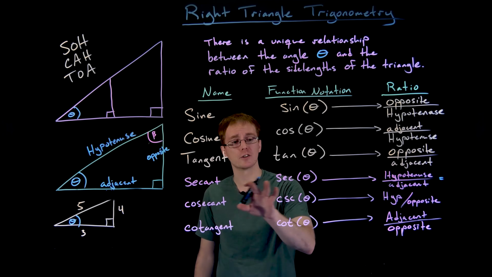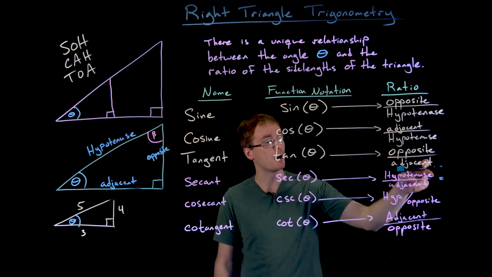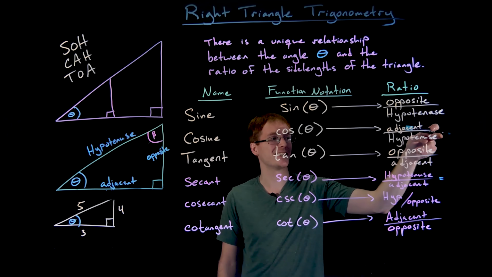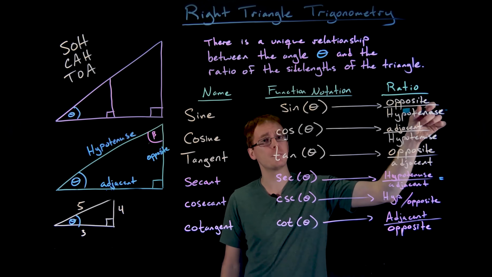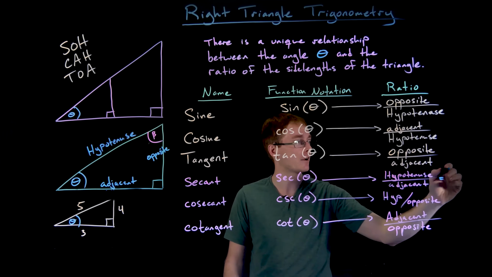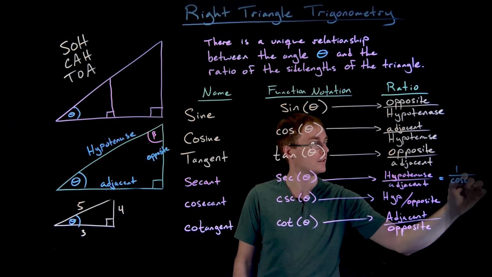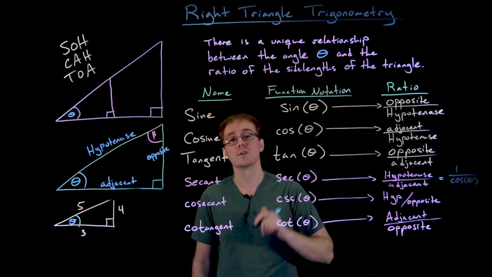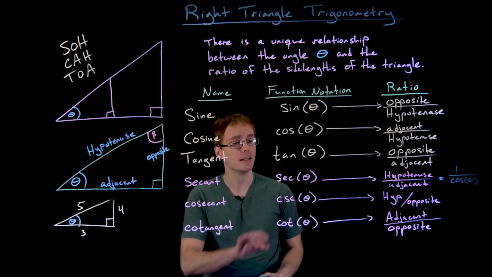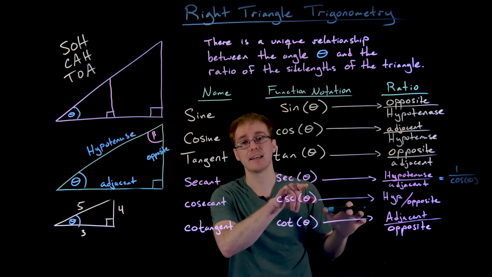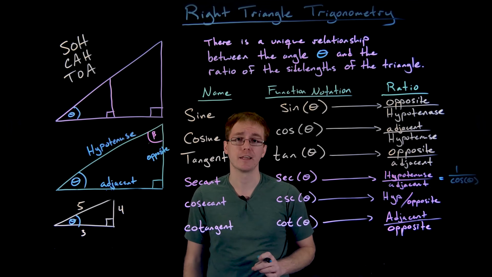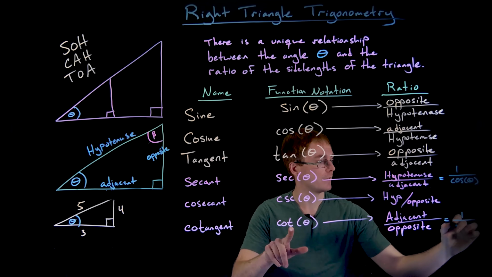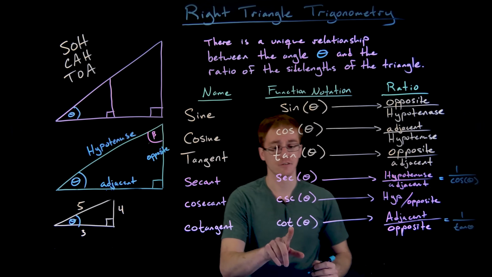So let's start with our secant function. Secant is hypotenuse over adjacent. That looks a lot like our cosine ratio, but cosine is adjacent over hypotenuse. If we flip cosine over, take the reciprocal, or look at 1 over cosine, that would give us hypotenuse over adjacent, or secant of theta. So secant of theta is exactly the same as 1 over cosine of theta. We already mentioned this about tangent as well. Cotangent is the same as 1 over tangent of theta.